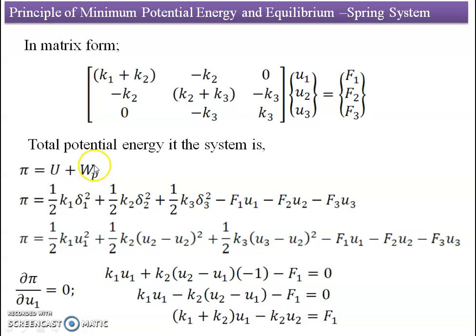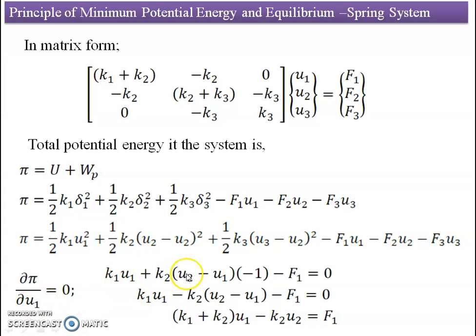For the energy to be a minimum, the partial derivative of this total energy with reference to the unknown displacement component should yield 0. So according to the minimum potential energy theorem, the partial derivative of pi with respect to U1 should equal 0. That's why I will take the partial derivative of this equation with reference to U1.